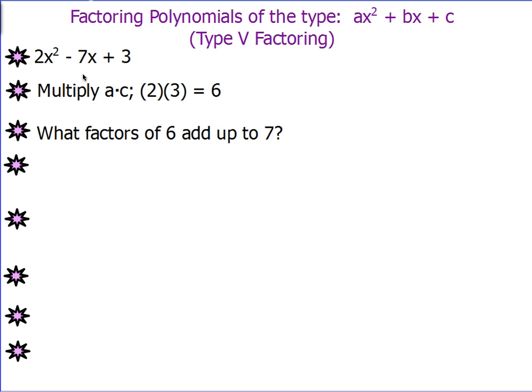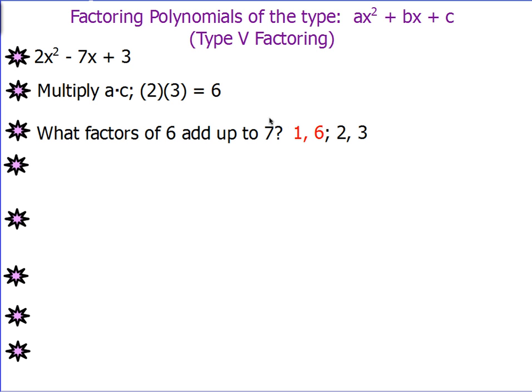The negative will become significant, but let's first think about factors of 6 that add up to 7. We do the same process we did with the type 3 factoring: I'm going to list the factors of 6. I've got 1 and 6, and 2 and 3. Which ones of those add up to 7? It's certainly not 2 and 3 because that only adds up to 5, but 6 and 1 is 7. Those are the ones I'm interested in.